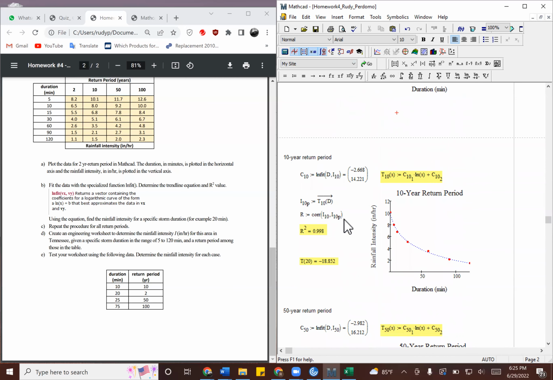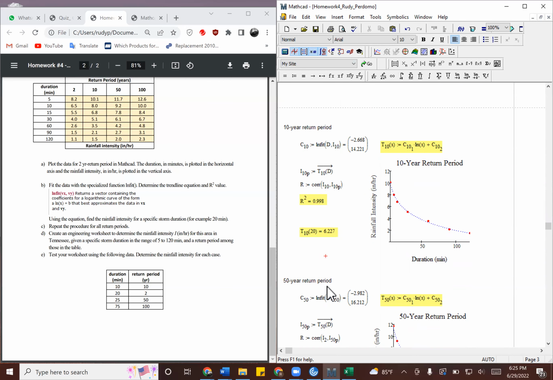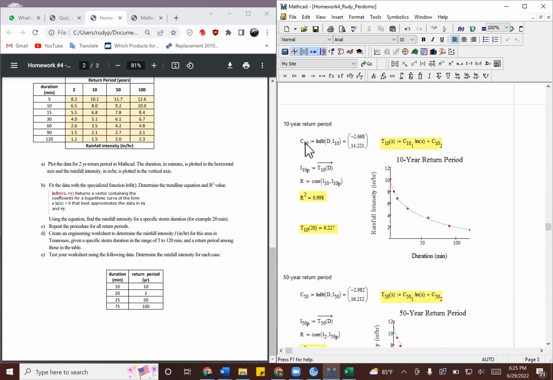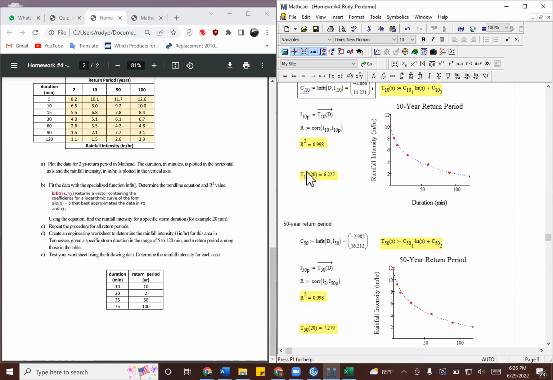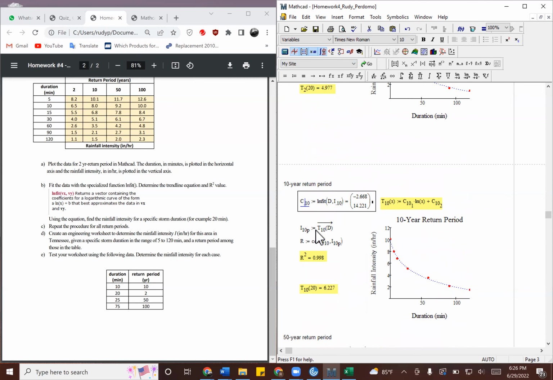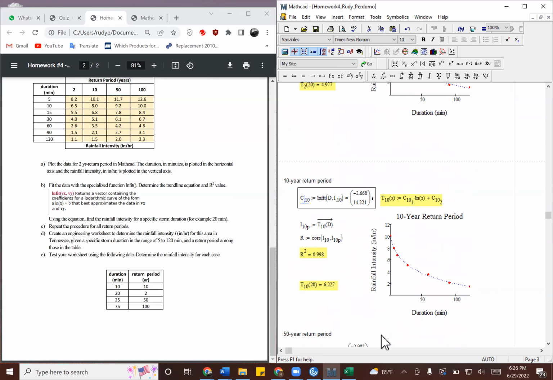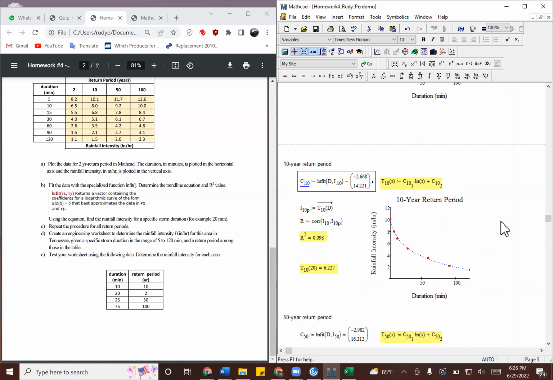Like you already know, you repeat it for every single one of them. So I changed the names as I go: C dot 10, I dot 10, C dot 10 bracket 1, C dot 10 bracket 2, T dot 10 here, I dot 10 P. So instead of 2, you change it to 10. You could just copy this, paste it here, and change all the 2s to 10s. And it should work.